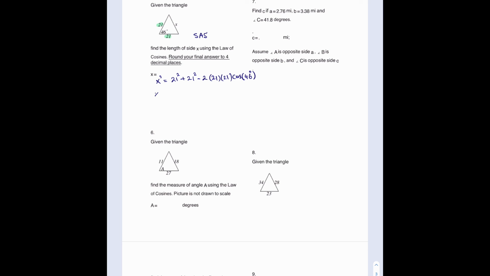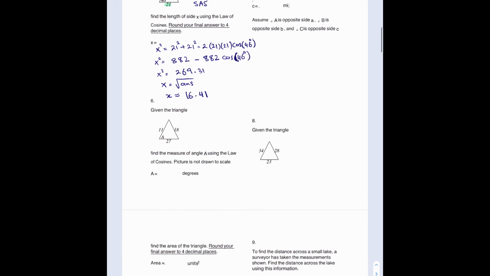So I have now x squared is equal to 882 minus 882 cosine 46 degrees. Now I'm going to find x squared is equal to 269.31, but I need x, which is the square root of the answer. So x is going to be approximately 16.41. So that is the answer for that question.